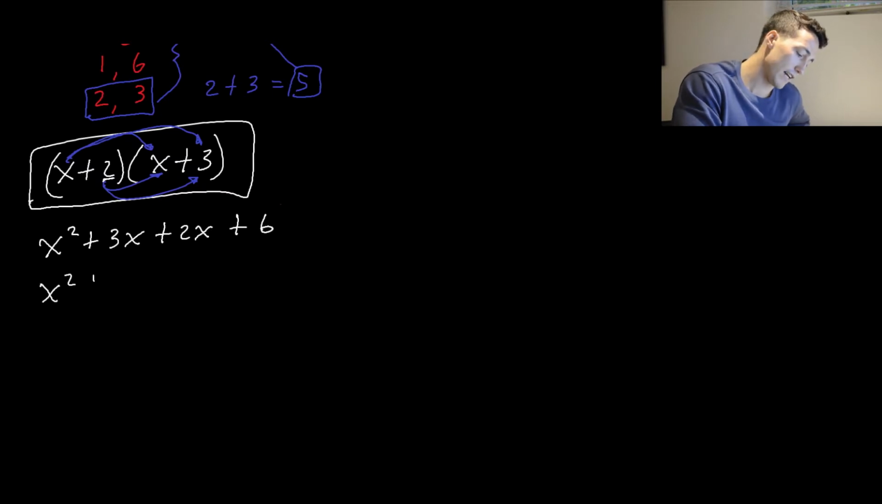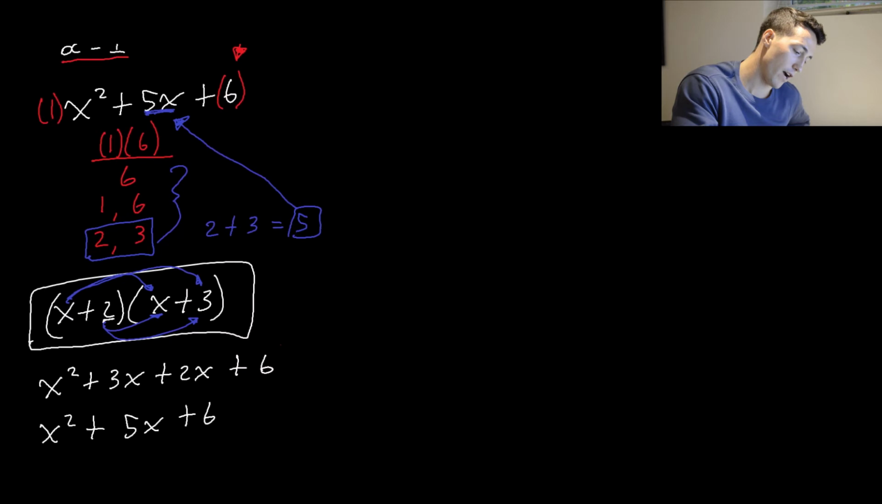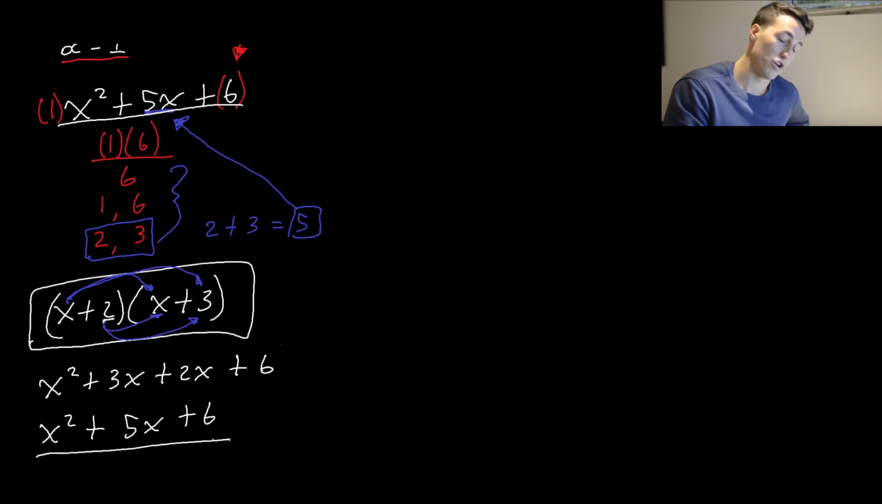And so here, if I collect like terms, the 2x plus 3x is going to be 5x. And now we check to see if we got it right. And as you can see, this form up here is exactly the same as this. So then we know that this factoring actually worked, and we were correct.